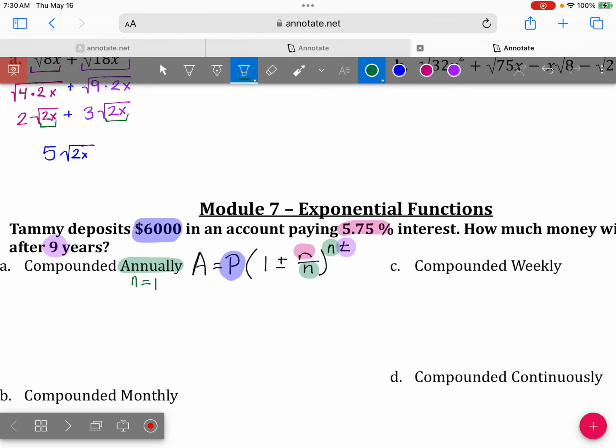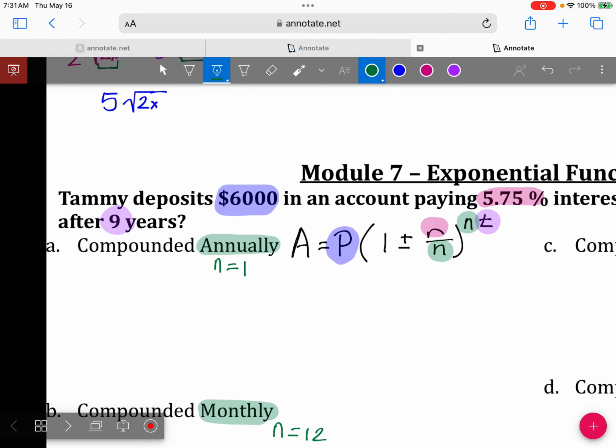If we were doing something like weekly, what would our n be? How many weeks are in a year? 52. How about this one? What if it said monthly? What's our n? 12. I'm going to say monthly more commonly, but it might be helpful to know that we have 52 weeks in a year.